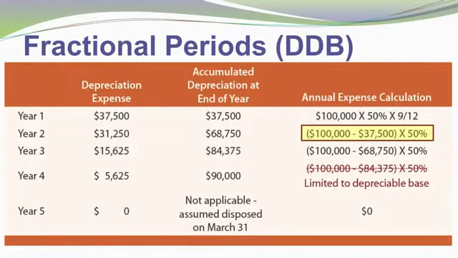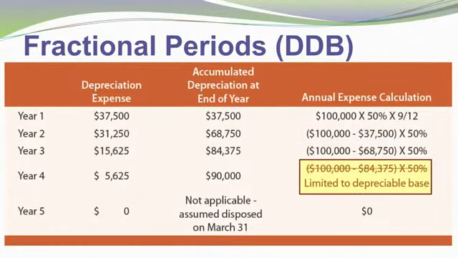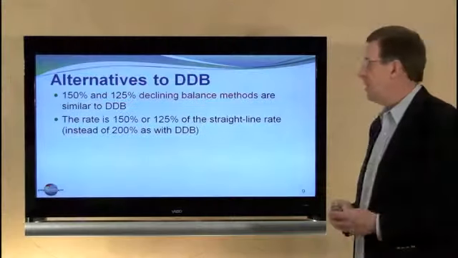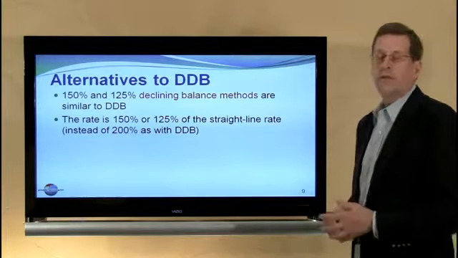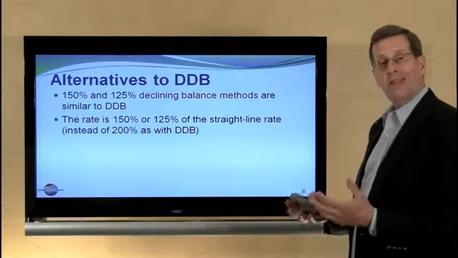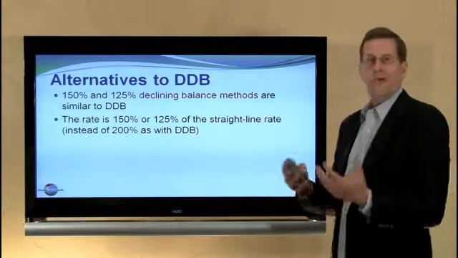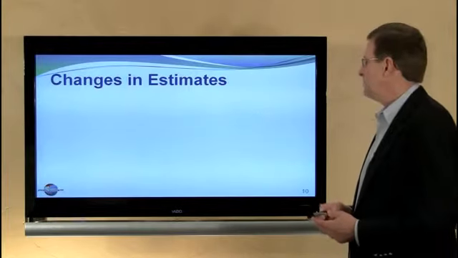and that takes us into the next year with a book value of $100,000 cost minus $37,500 of accumulated depreciation. We start the year with $62,500 net book value times twice the straight line rate, or 50%, would give us $31,250 as depreciation expense. Once again, as we near the end of the useful life here, we can see that we'll simply stop depreciating when accumulated depreciation reaches the $90,000 depreciable base. There are alternatives to DDB, the 150% declining balance method, the 125% declining balance method, identical methodologies to what we've just looked at, except that rather than using twice the straight line rate, we'll use 1.5 or 1.25 times the straight line rate.